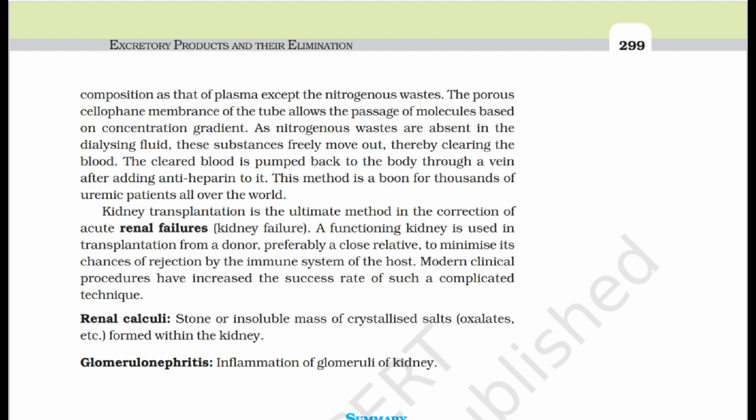Renal calculi: stone or insoluble mass of crystallized salts, oxalates, etc., formed within the kidney. Glomerulonephritis: inflammation of glomeruli of kidney.